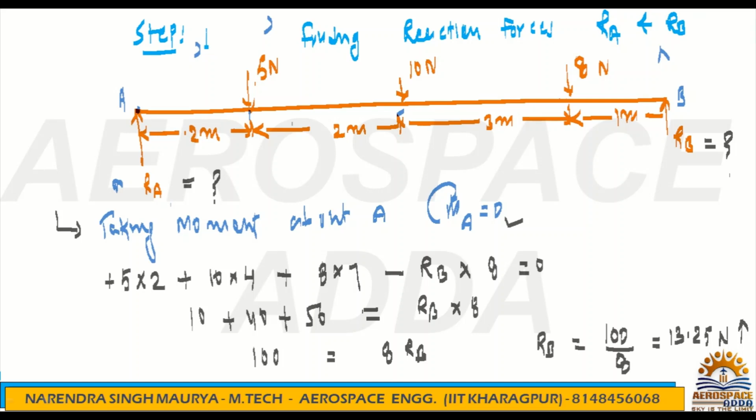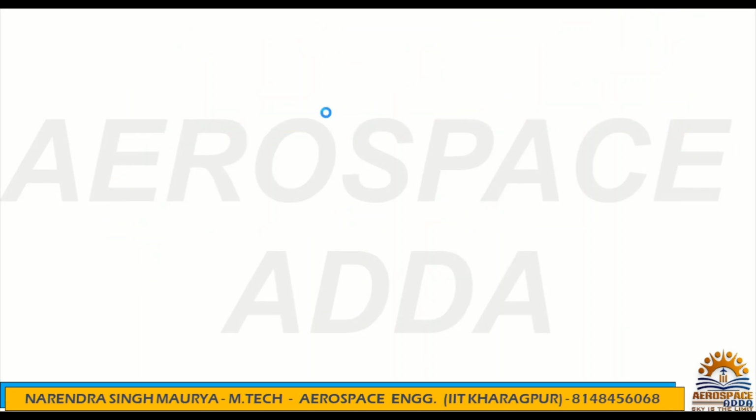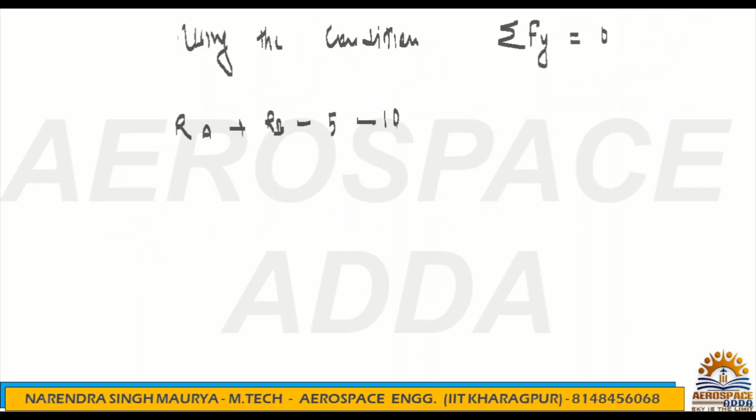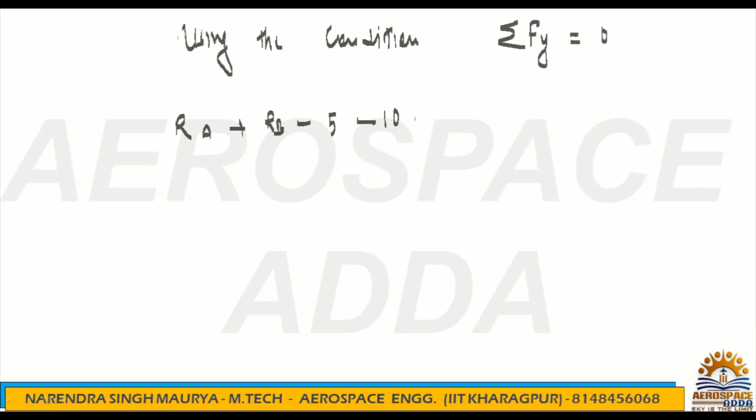And the 5 Newton is what? Downward. So downward forces you are taking negative. 10 Newton is what? Downward. So downward forces you are taking negative. 8 Newton is what? Downward. So you are taking negative, and this is equal to 0.